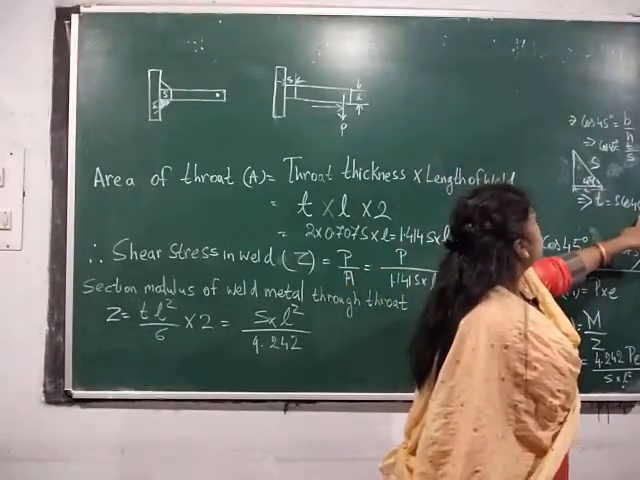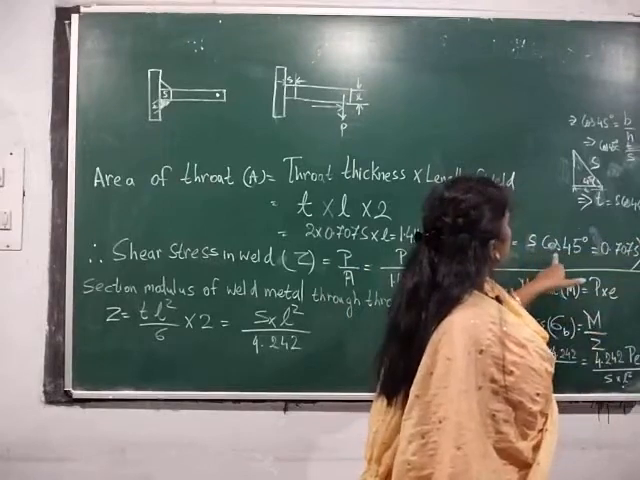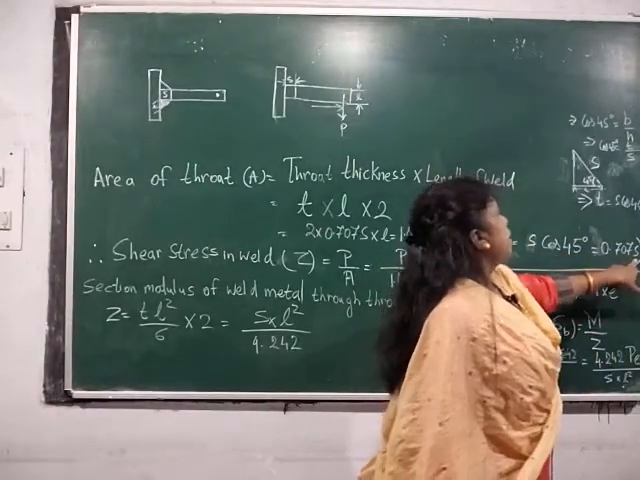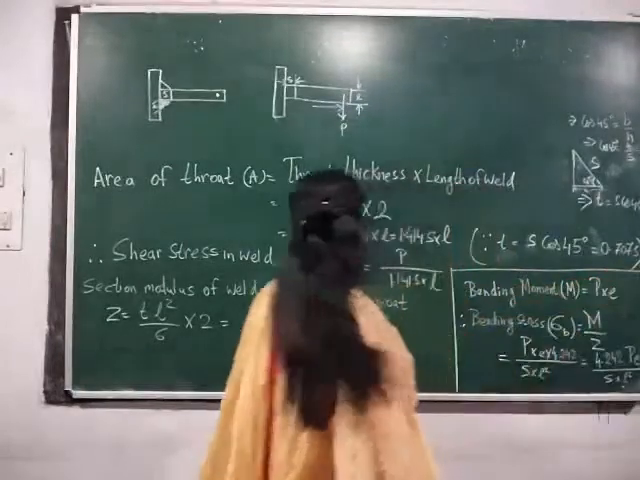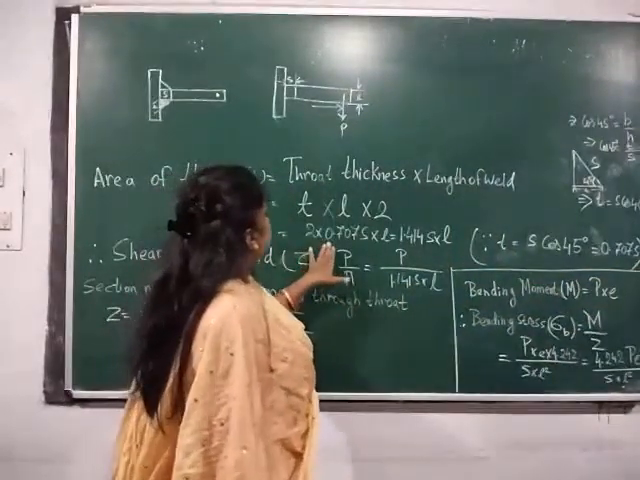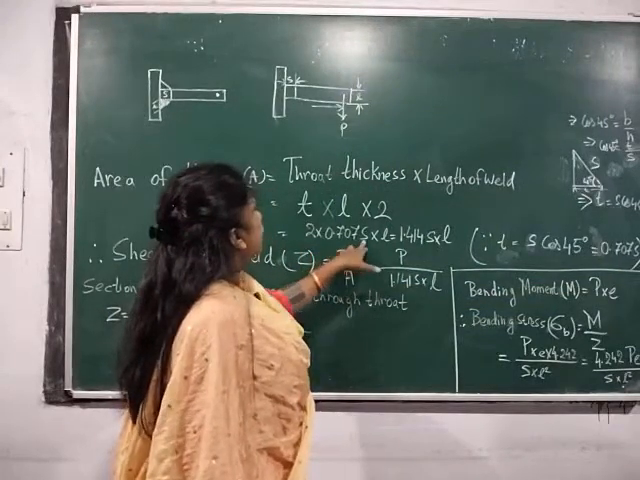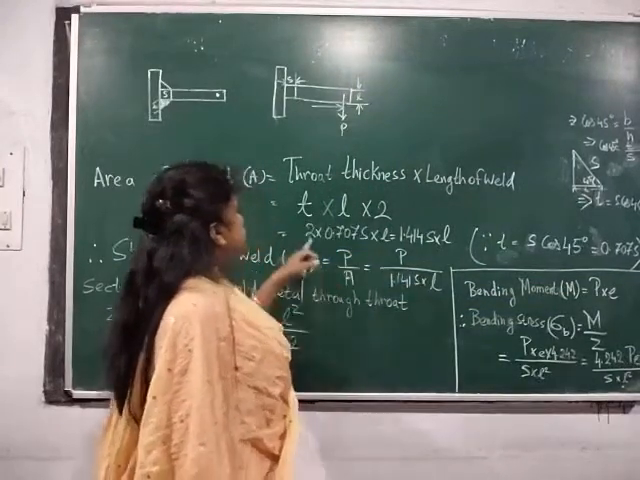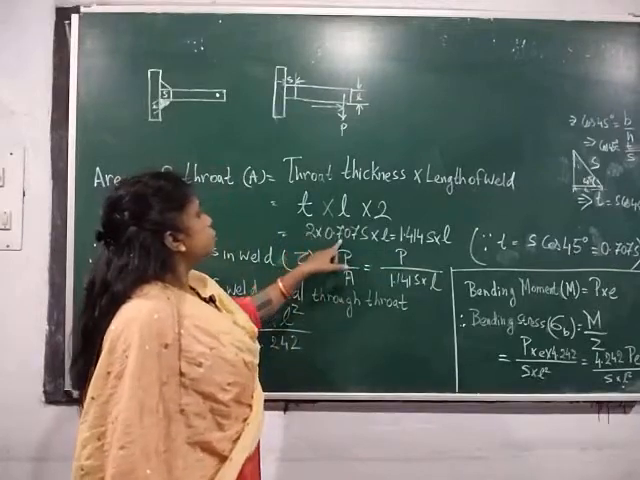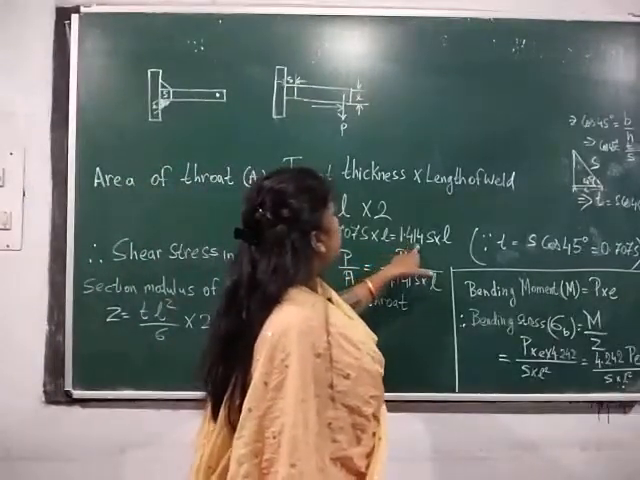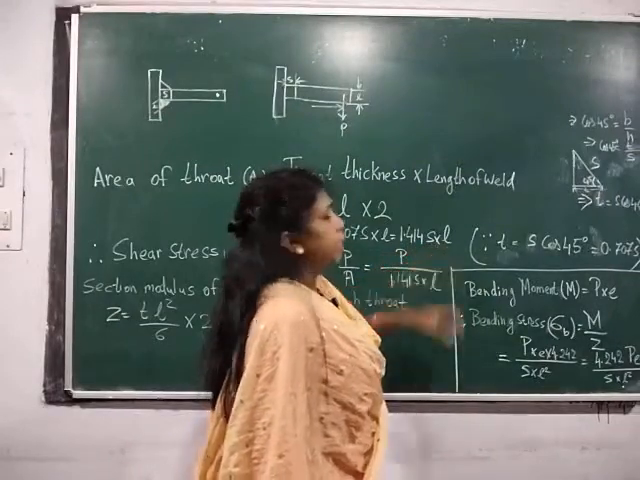And what is the value of cos 45 degree? Cos 45 degree can be written as 0.707, so T is 0.707 into S. So in place of T we are writing 0.707 S into L into 2. So 2 into 0.707 we are getting 1.414 S into L.